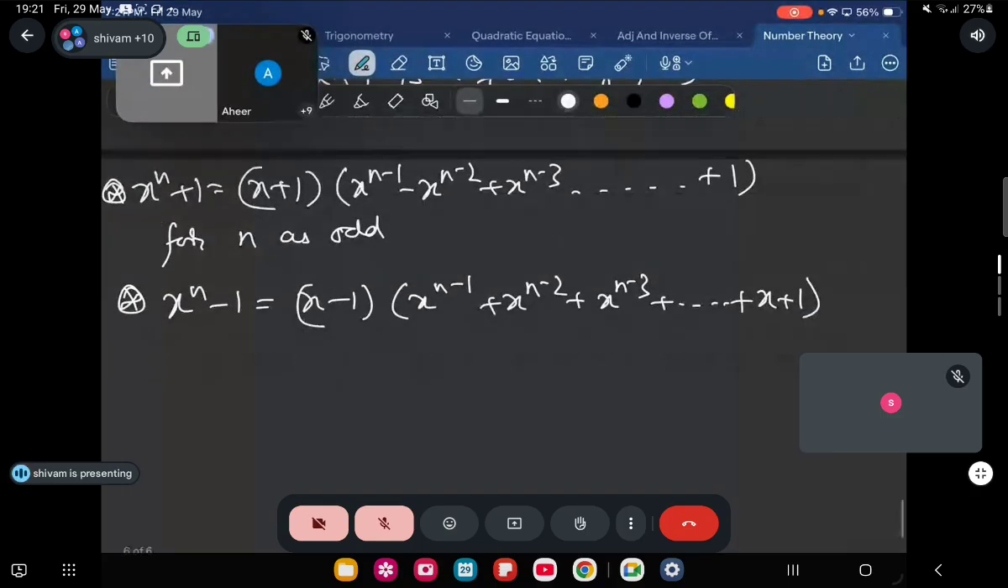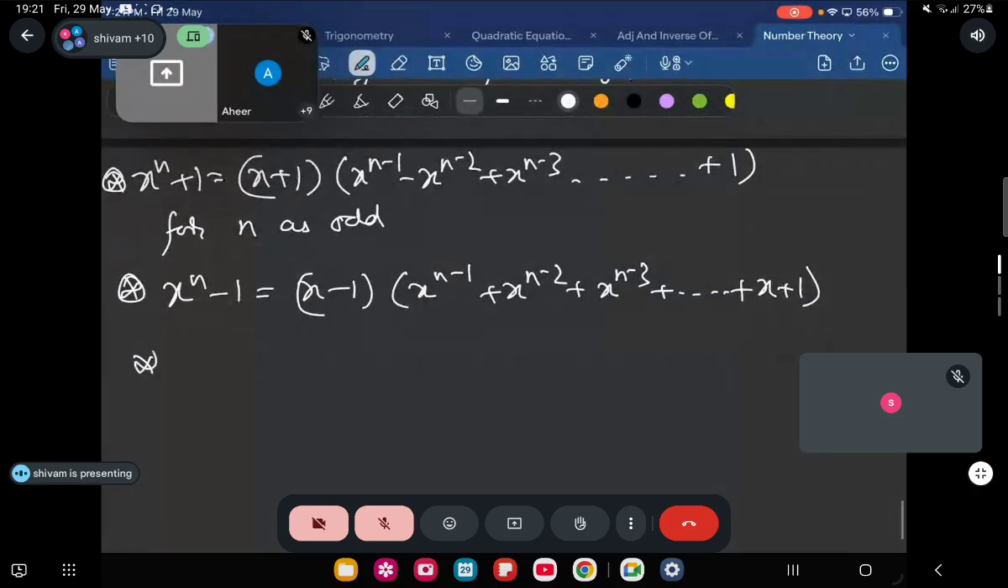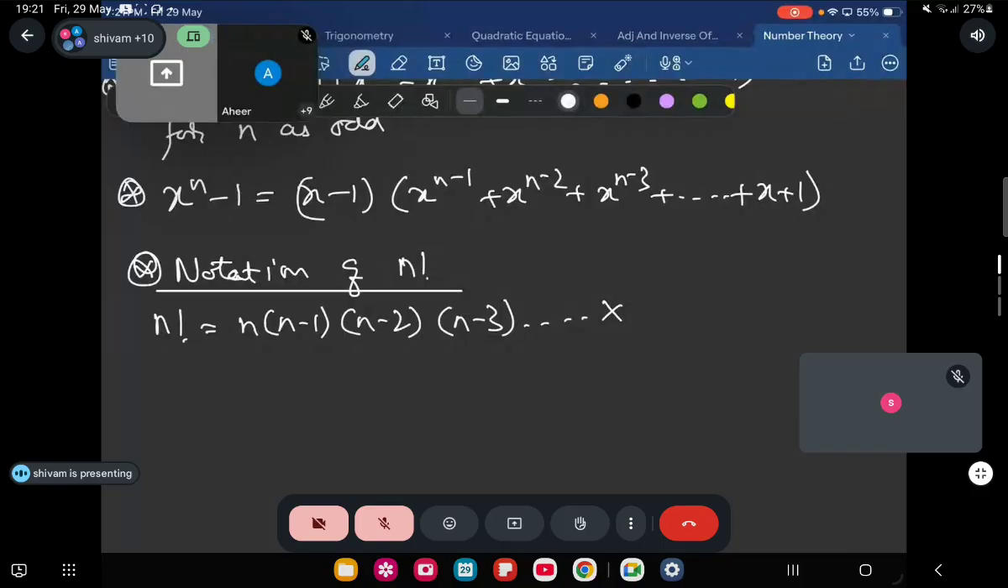Next. Notation of n factorial. So what is n factorial? n factorial is equal to n into n minus 1 into n minus 2 into n minus 3 up to dot dot dot into 3 into 2 into 1. The product of all the natural numbers from 1 to n.